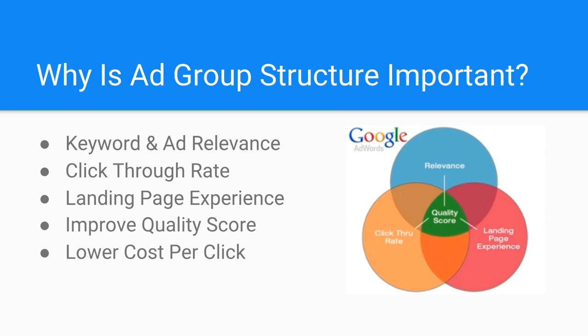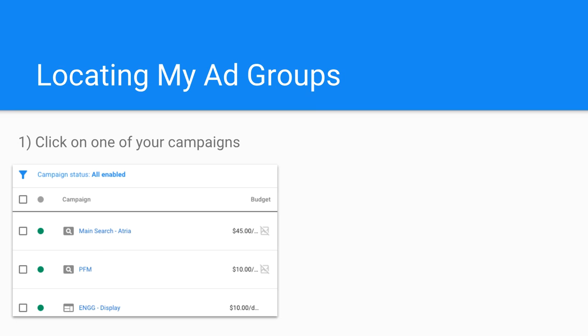So that way you're not going to have to spend as much to get users to your website. And ultimately, that's going to give you a better return on your investment. So let's take a minute and talk about how you locate your ad groups in your account. That way you can take a look and see how you've currently structured it.